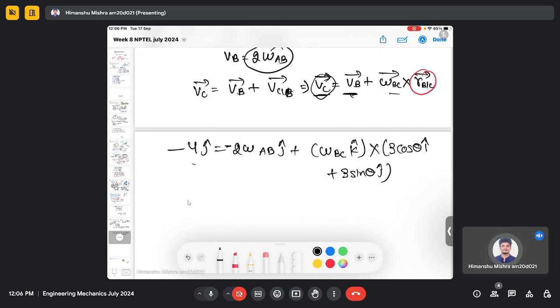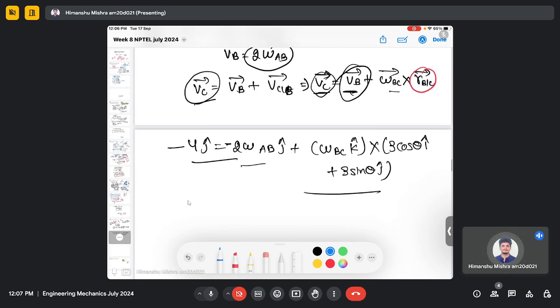So now you write down the expression for the relative velocity of point C with respect to point B. This is our expression, which is given in both x and y components. Now you need to separate the x and y components. Again I am writing the x component in blue color and the y component in red color.